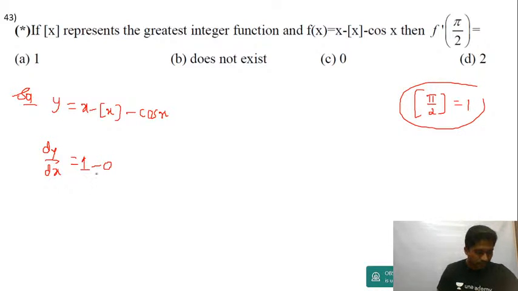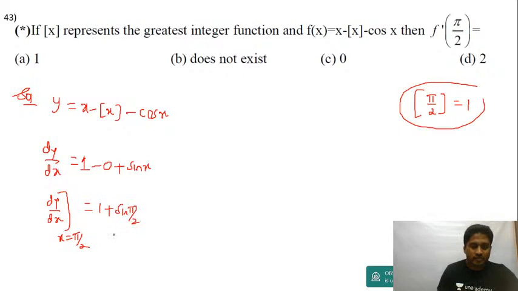You understand? Differentiation of cos x is minus of minus sin x, which is plus sin x. Okay. And now dy by dx when x is equal to pi by 2, or you get f dash of pi by 2 will be equal to 1 plus sine of pi by 2, guys. Sine 90 is 1, you will get this is 2, right? Answer will be equal to D.